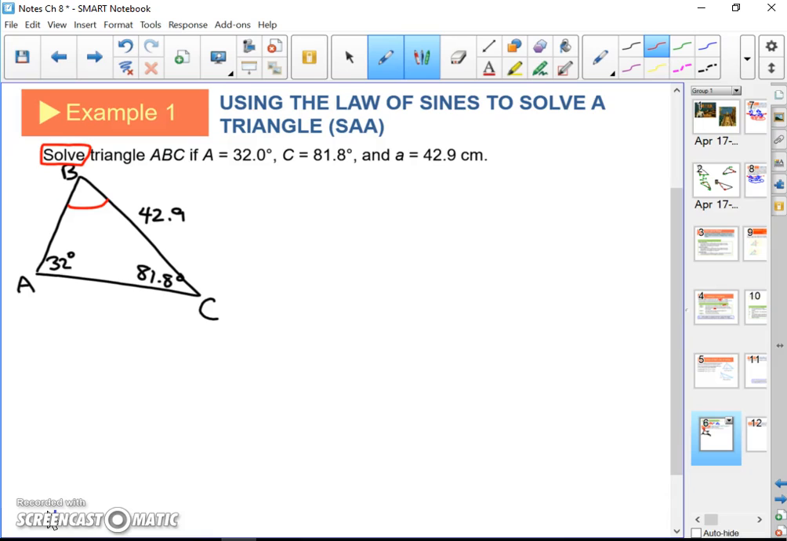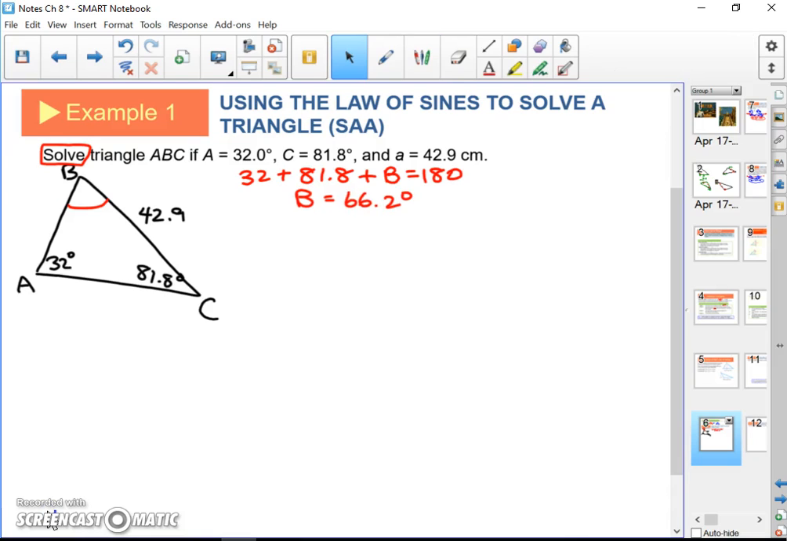Well, subtract from 180, right? 32 plus 81.8 plus angle B equals 180. We know the 3 angles in a triangle add up to 180, and so we use that concept. So subtract from 180, angle B is 66.2 degrees. I'll go ahead and fill that in.